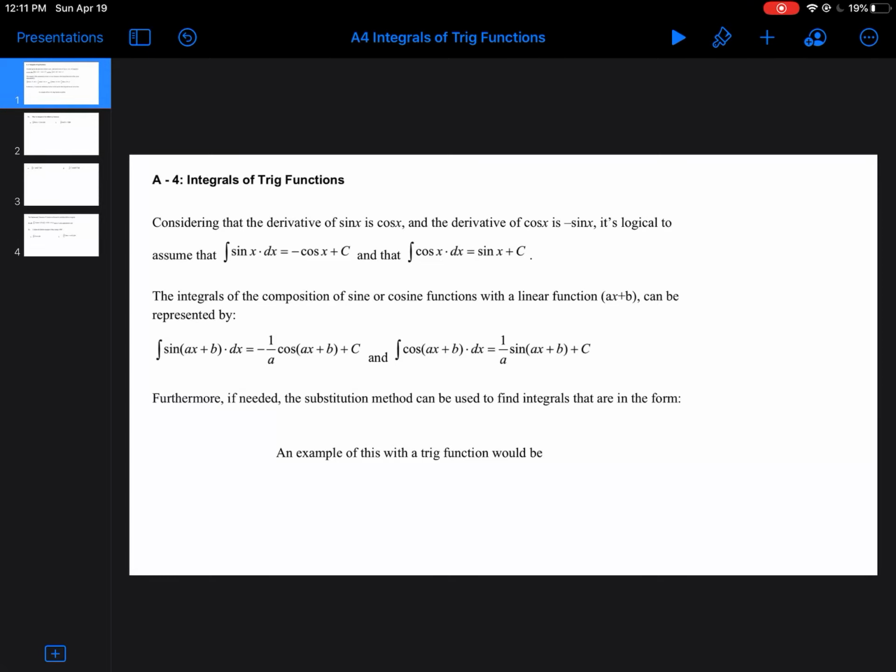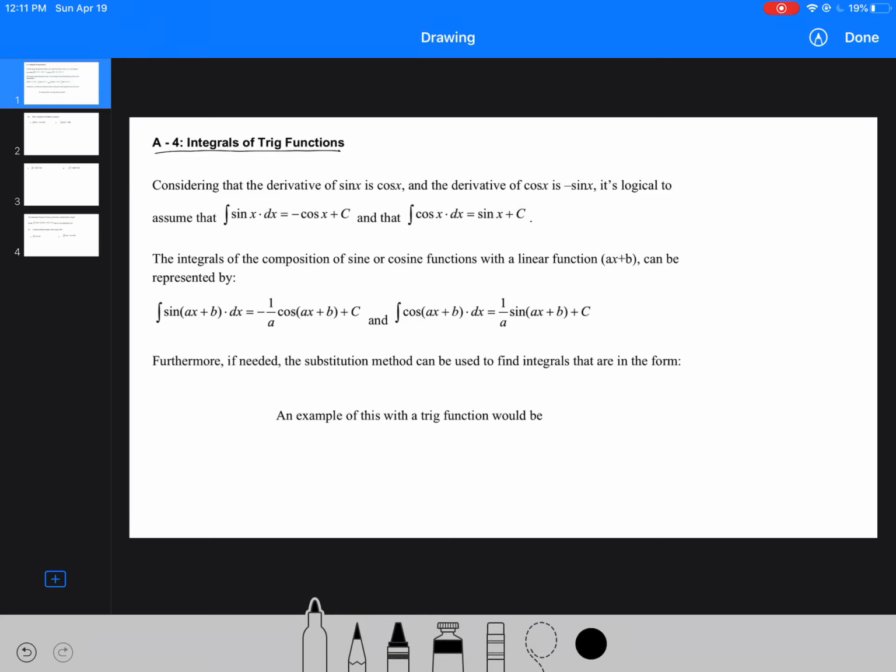This video is about integrals of trig functions, so a little bit more practice, specifically with integrating trig functions. Considering the derivative of sine x is cos x, that we know, and the derivative of cos x is minus sine x, it's logical to assume that the integral of sine x dx is equal to minus cos x plus c. The integral of cos x dx is equal to sine x plus c.